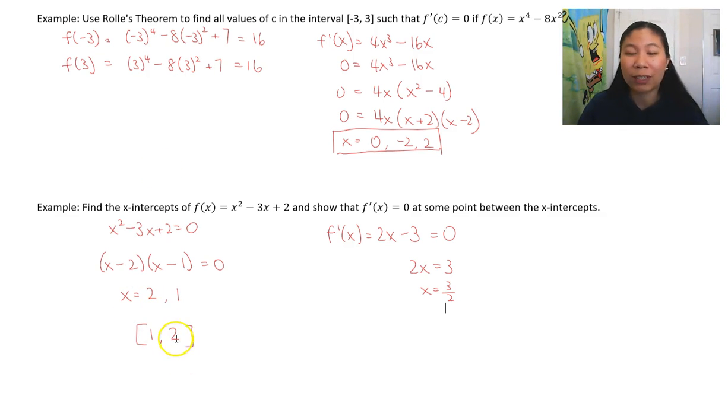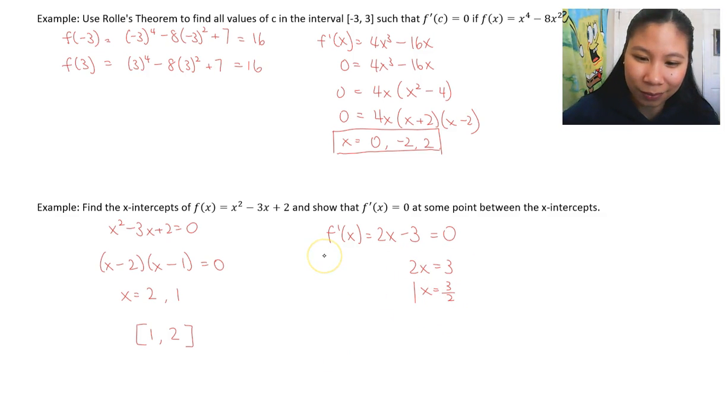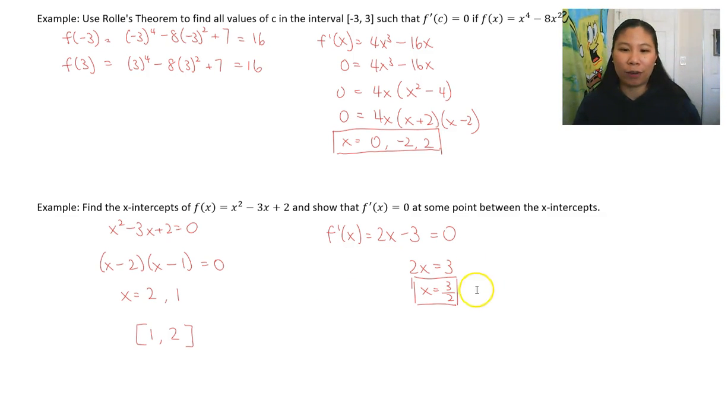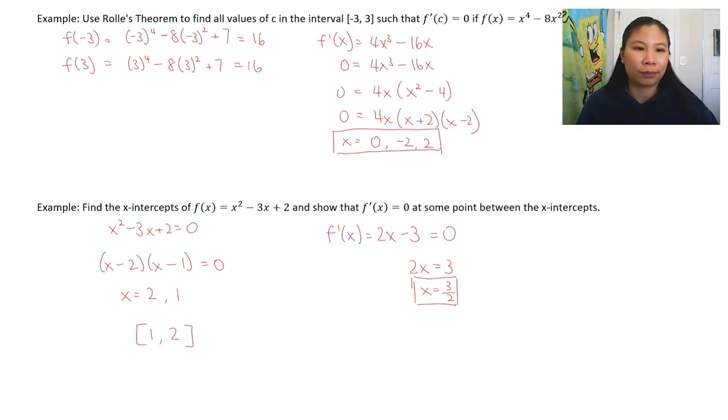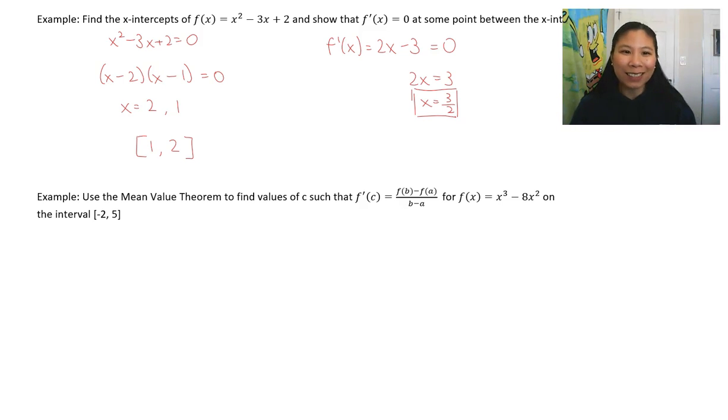So we want to make sure whatever x value we solve for, it actually falls between the interval that we want. So this does work. And so that's our c value that we've been looking for. So x equals 3 over 2 is where the derivative would equal 0. We did it. All right, this next example, we're going to use the mean value theorem this time.